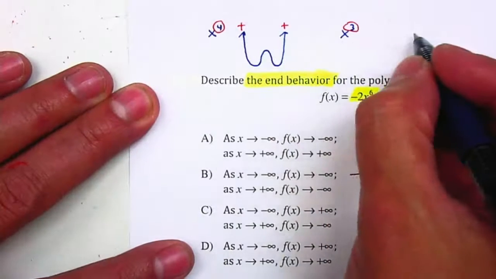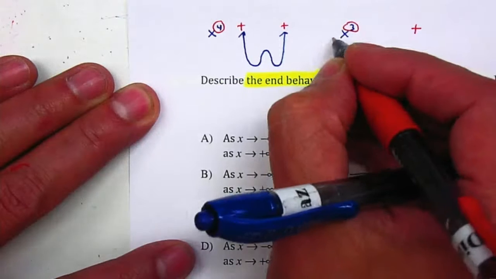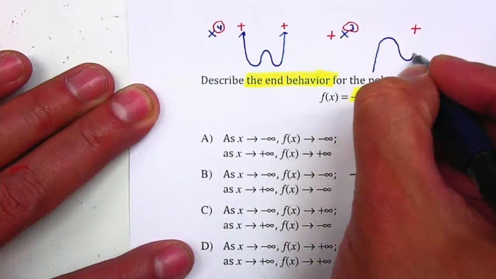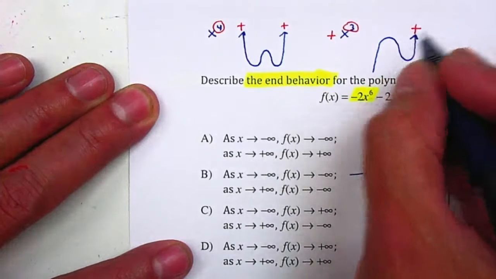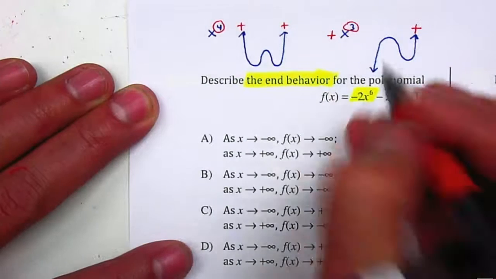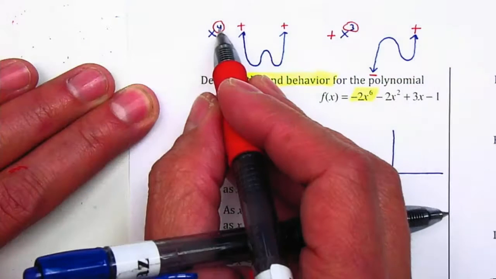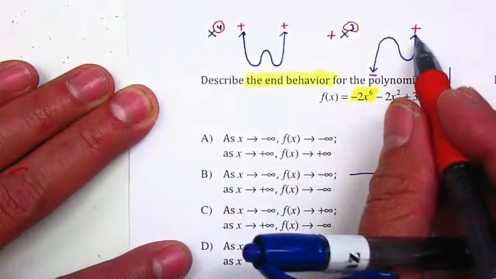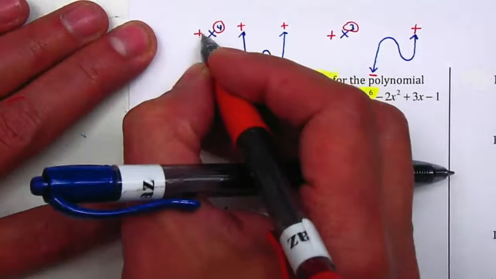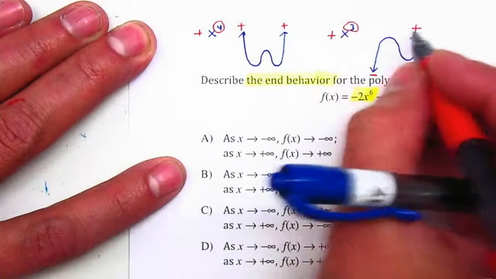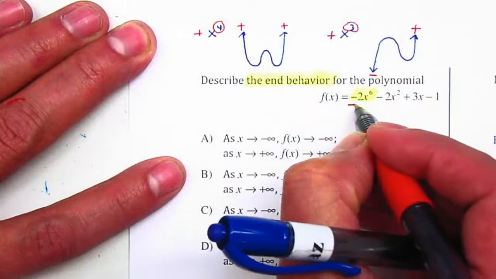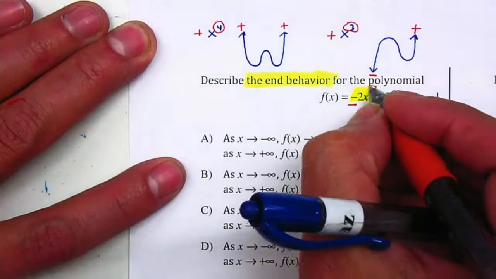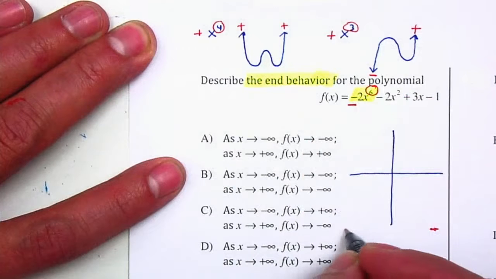So I know I have to end with a positive because this is a positive term. And it'll be 1, 2, 3. And it's going to start with a negative. So if it's even, it's going to start and end in the same place. If it's odd, it starts in one location and ends in the other. If it's positive, it's going to end as a positive. If it's negative, that means it's going to end in the negative part. Since the degree of the polynomial is even, that means it's also going to start on the negative side.